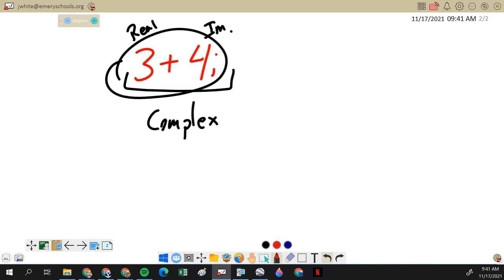Now, having said that, if I had 0 plus 3i, is that a complex number or an imaginary number? It's kind of both, right? And if I had 4 plus 0i, that's a complex number, but it's also a real number because there's no i portion. Okay? Yeah, kind of weird.